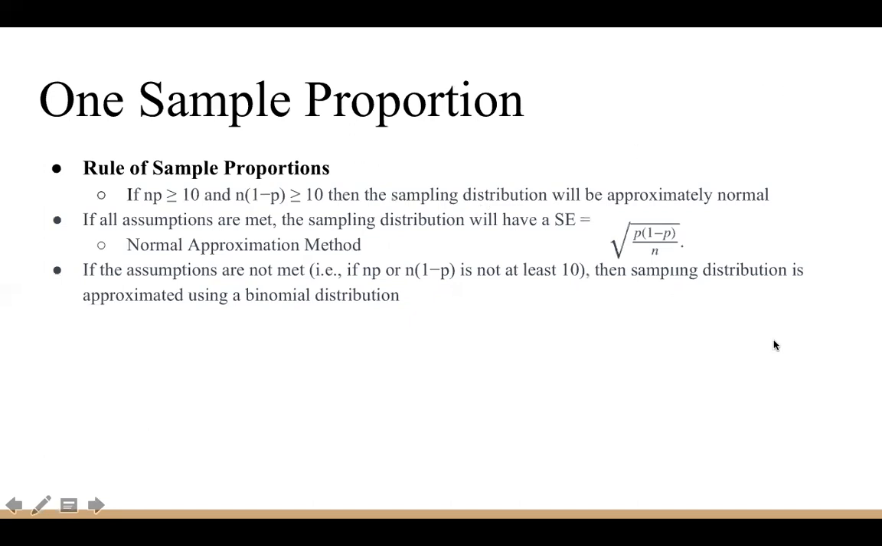Each assumption is different for each type of test that we do. Here, the assumptions are that when we multiply everything out, it's at least 10, and that means the sample distribution will be approximately normal. If the assumptions are met, then we can use the normal approximation method. But if the assumptions are not met, then we use the binomial distribution method, which you have to use something like Minitab to use.